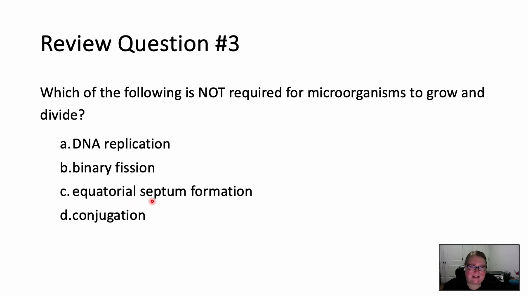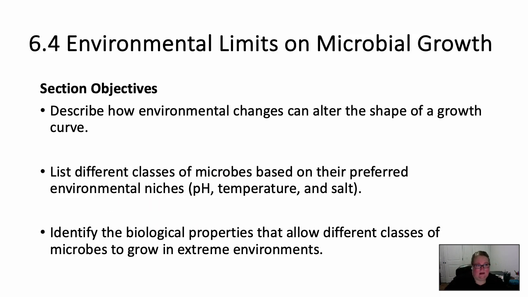Okay, what's important here is septum formation. Remember, this is a part of binary fission. So if the septum doesn't form, the parent cell is not going to divide into the daughter cells. Okay, so the answer is D, conjugation.